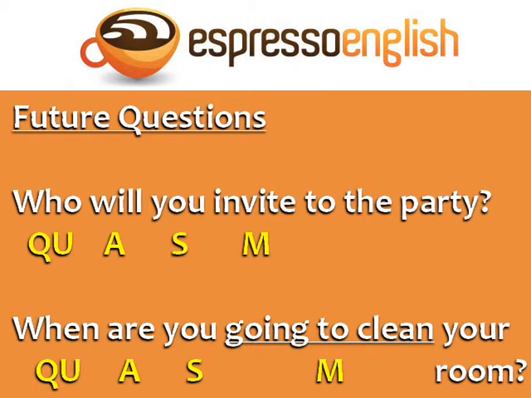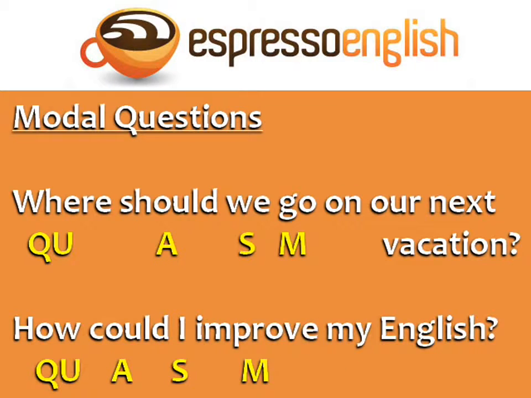For questions in the future, we can use will or going to. Who will you invite to the party? When are you going to clean your room? In the case of modal questions, the auxiliary verb is should, could, or would. Where should we go on our next vacation? How could I improve my English?